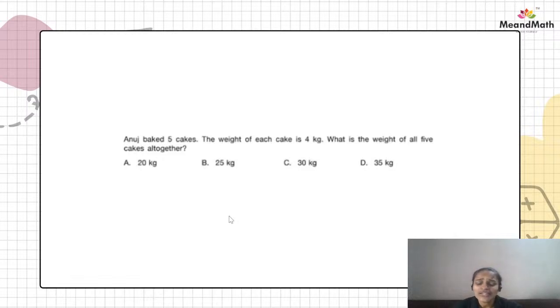Not too much of a calculation. Come on, this should be faster, Trijal and Soham. 1 cake 4 kg. 5 cakes, how many kgs? Come on, Trijal, Soham.